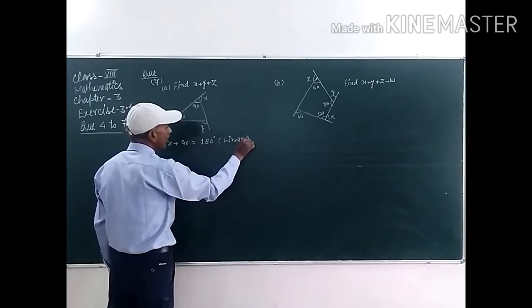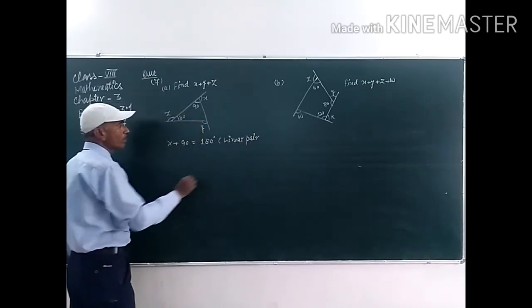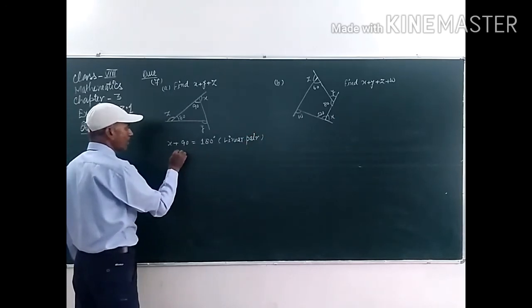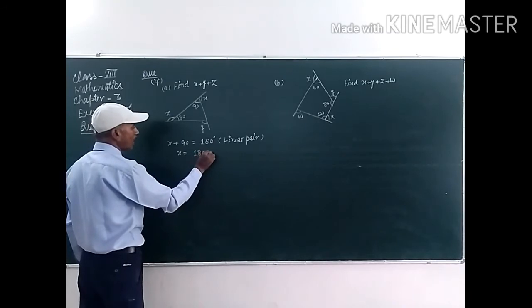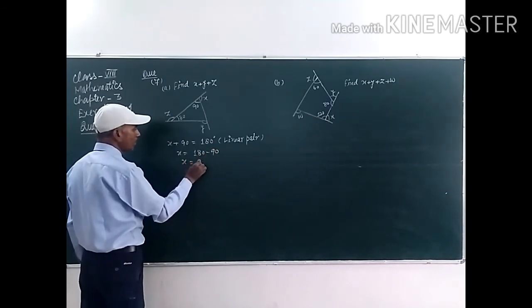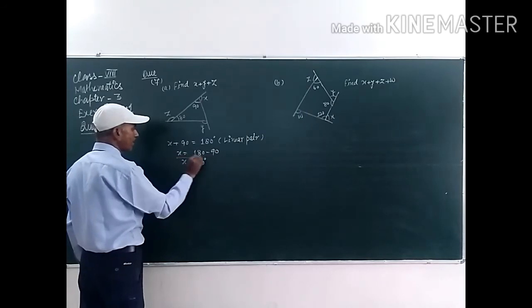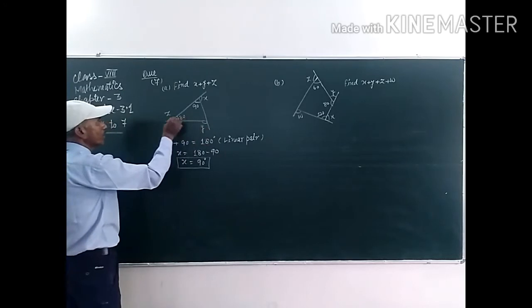Linear pair. So, first of all, we have to find out the value of x. So, x is equal to 180 minus 90. So, x is equal to 90 degrees. This is the first part. Now, we have to find out this z.